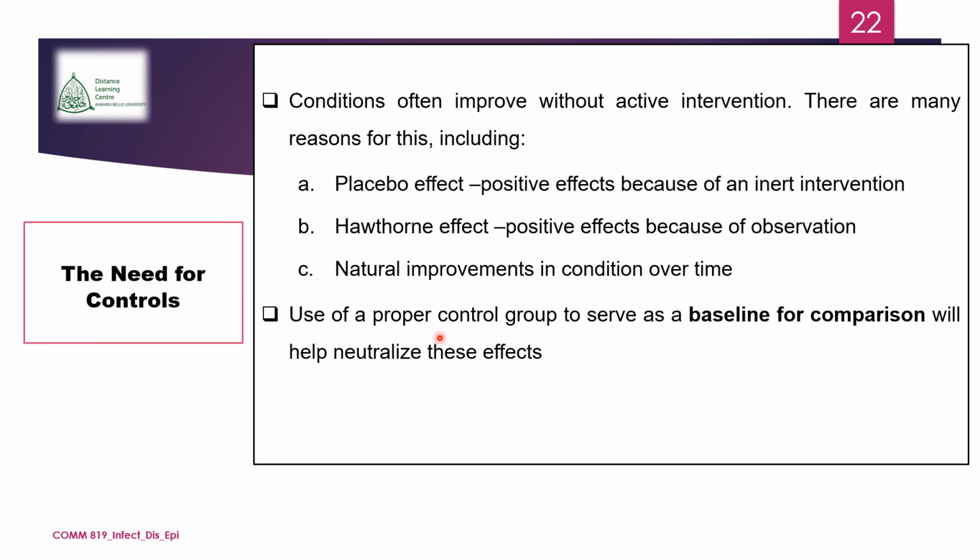Then it means the use of a proper control group to serve as a baseline for comparison will help neutralize these effects. Okay, so when you have a control group to always serve as a baseline for comparison, this will neutralize all these three effects: placebo, Hawthorne, and natural improvement. It is very, very important to have control in all studies, whether observational or experimental. Okay, that's why in the case control, you always have case and control. Okay, so it's very, very important, whatever type of study.